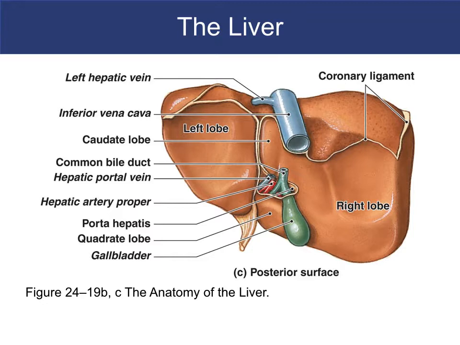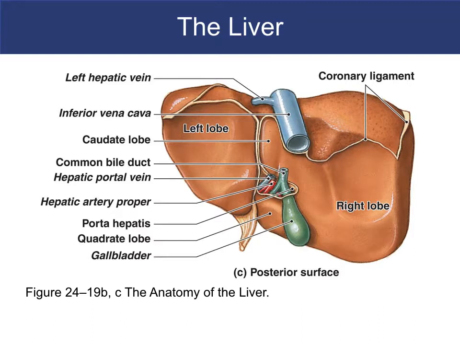It's a portal system. Remember, a portal system is a system of veins in your body that goes from one set of capillaries to another set of capillaries without going through the heart in between. We had one in the hypophysis, the hypophyseal portal system, that carried blood from the hypothalamus down to the hypophysis so that those releasing hormones wouldn't get lost in the big circulation.